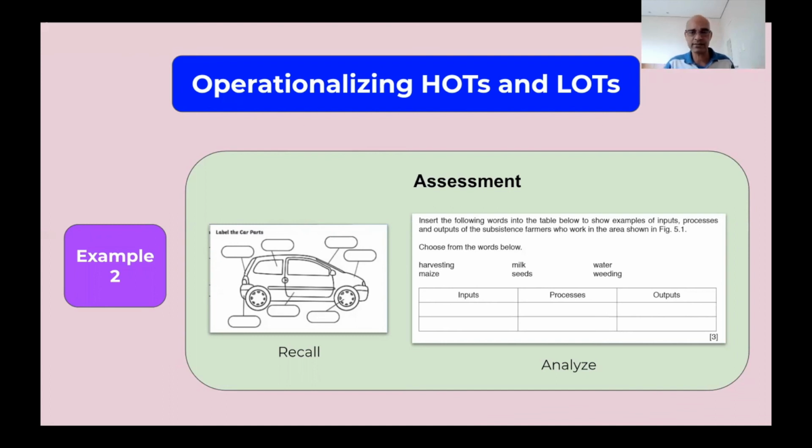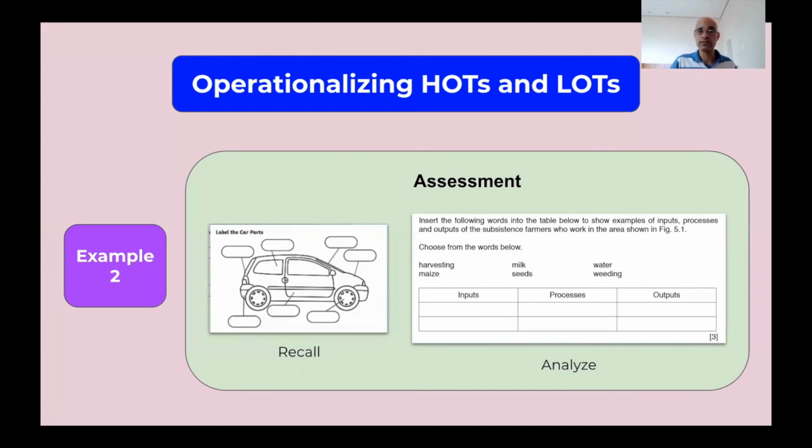But when I move to the second exercise from another subject, the language demand is still low. I'm still checking understanding of vocabulary, but they're supposed to put the words harvesting maize, milk, seeds, water, weeding, which come from science, right, into the different processes there, or phases of a process, like inputs, processes, and outputs. So they need to understand the words, they need to analyze them and answer the exercise. So I'm still keeping the language level low, at the vocabulary level, but I'm going up in terms of the cognitive demands of my assessment practice.